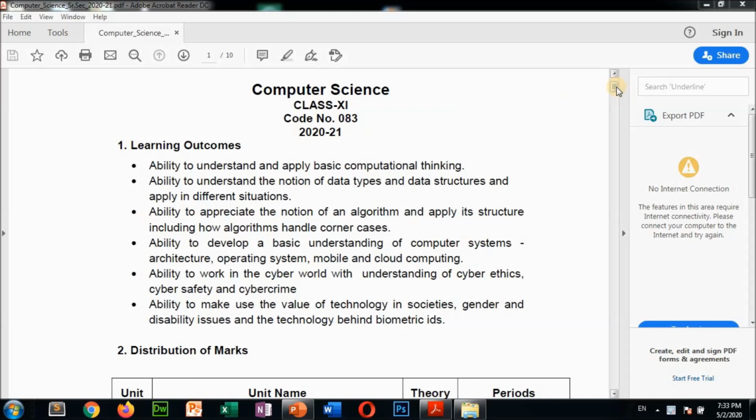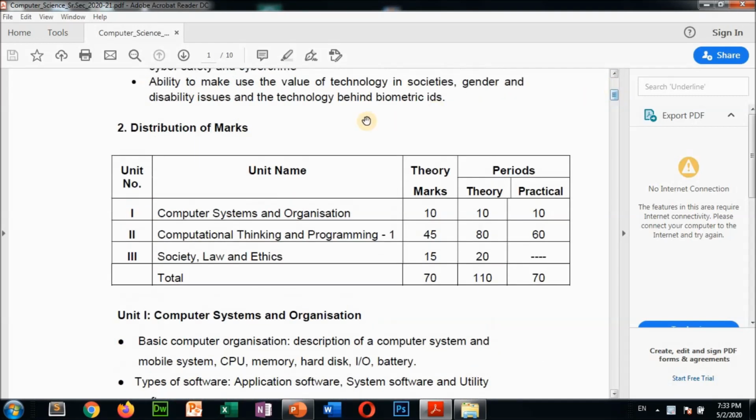And in the first class, see what you have. Here you have these three units: unit 1, unit 2, and unit 3. These are the unit names. Computer system and organization is the first unit, computational thinking and programming 1, society, law, and ethics. These three units you have for this session 2020 and 21.